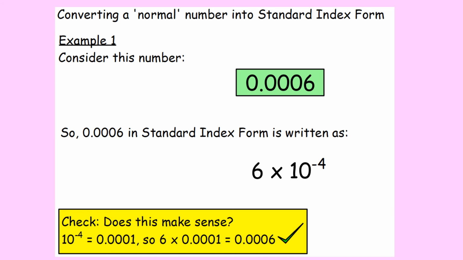Well, 10 to the power of minus 4, remember, a negative index, a negative power is the same as a division, a reciprocal. So that negative power gives you a reciprocal, 1 over 10 to the power of 4. And that can be written as a decimal, 0.0001. So 6 times 0.0001 is 0.0006. It's really important that you are comfortable with raising 10 to the powers of positive numbers and 10 to the powers of negative numbers.